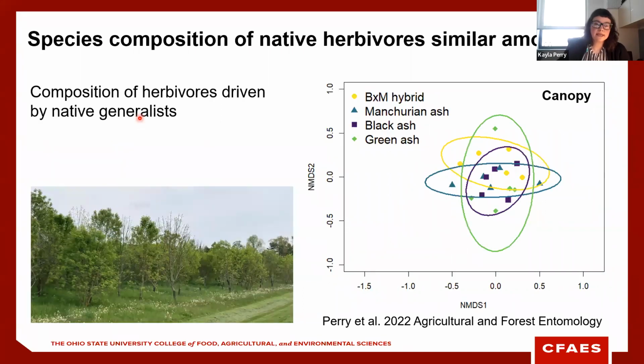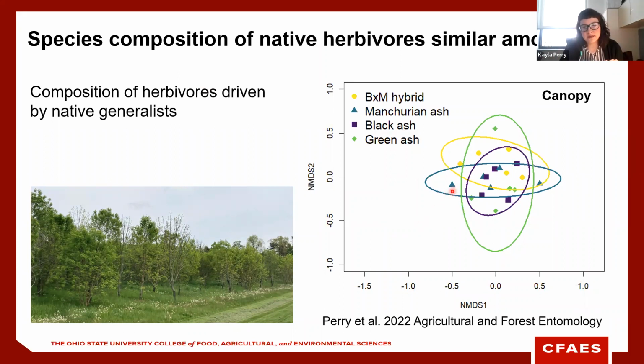I also looked at beetle species composition. So we wanted to know whether the community of native herbivorous beetles on these ash taxa differed substantially. And so that's what this figure here is showing. So this is non-metric multidimensional scaling analysis. I do these frequently. You'll see a few more before the end of this talk. But essentially, you can ignore these numbers here along the X and Y axis. They're not important. What you need to look at is the distribution of points within what we call species space here. And again, we're focusing on the canopy.